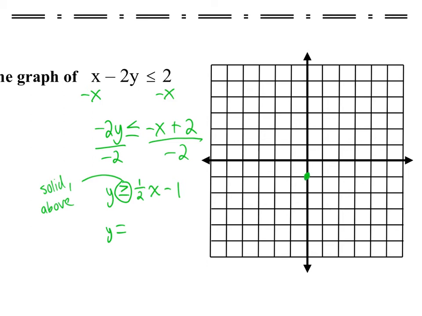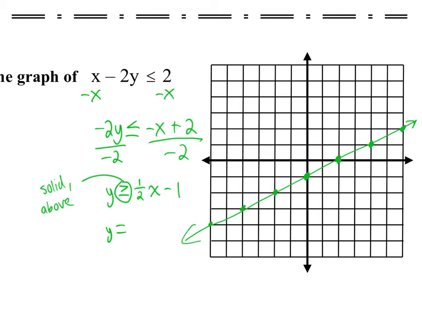What's our slope telling us to do? The 1/2. Up 1, right 2. Up 1, right 2. We can also go the exact opposite direction, which is down 1, left 2. Down 1, left 2. We're going to draw a line.